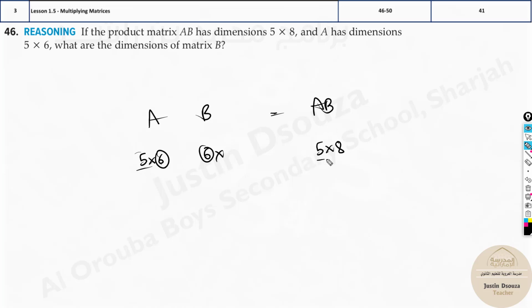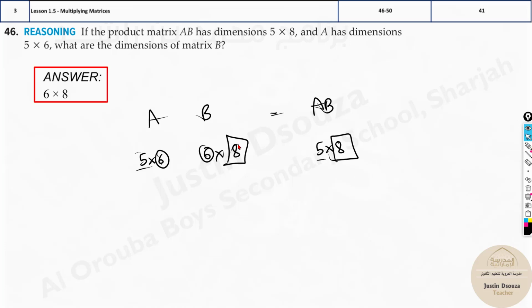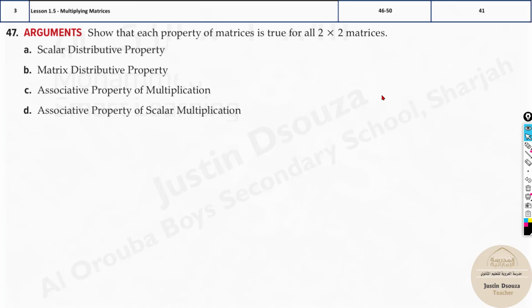It is 5. And what is the next one? 8. So it must be 8 over here. So they must match. So this is the answer. It's 6 cross 8. As simple as that. I hope that's clear. Oh, we finally reached this problem.